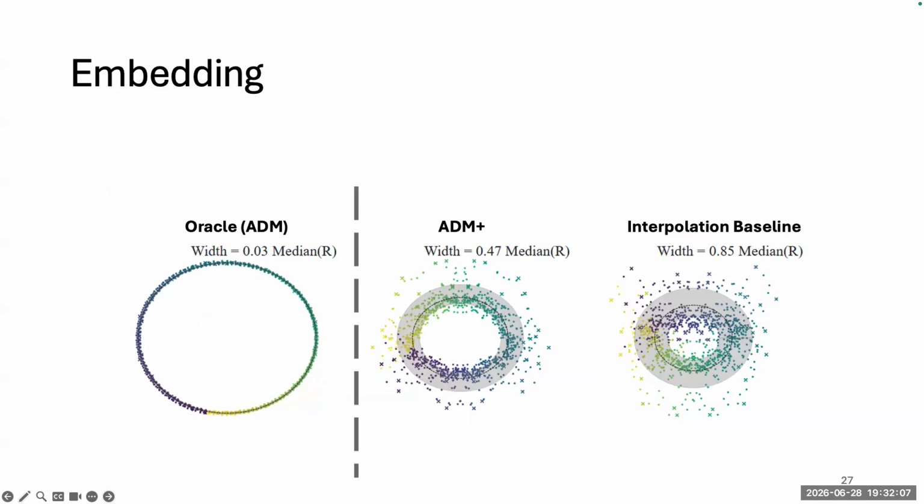Here we see the resulting embedding from different methods. For ADM with 1000 aligned samples, we see a clean and thin circle, indicating that the view-specific components were filtered out well. From the interpolation baseline, we see that the circle is much thicker and noisy due to view-specific components. ADM Plus showed these artifacts too, but to a lesser extent, indicating that the view-specific components were filtered out better by our method.